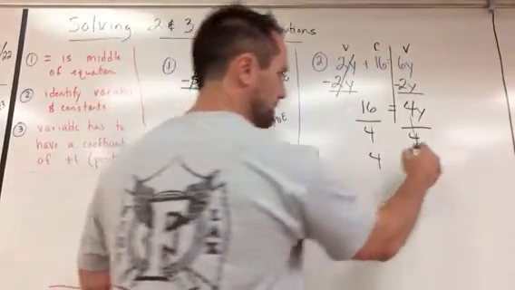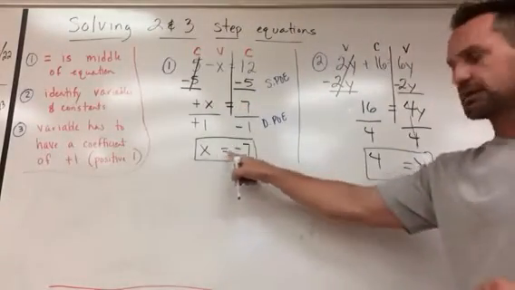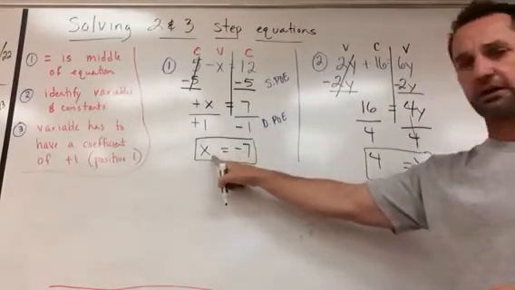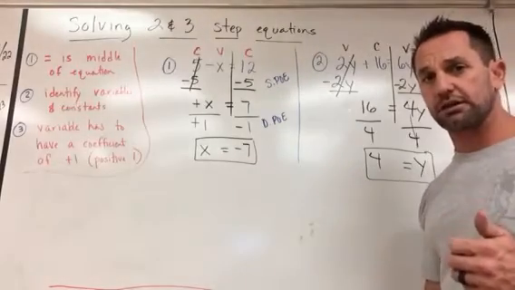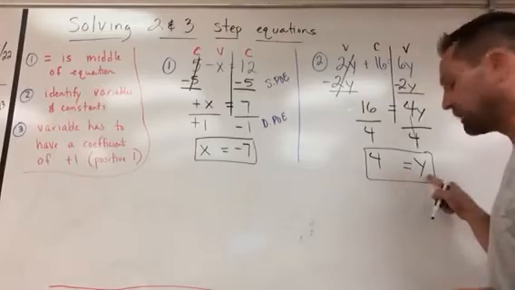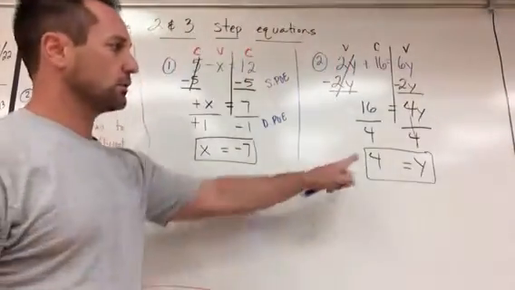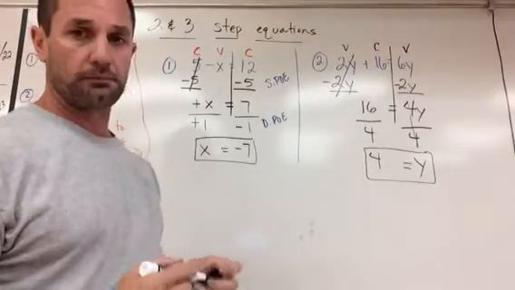Now, here's the other thing that I would like to ask. We have x equals 7, where our variable's on the left side. Does the variable always have to be on the left side? Because we have 4 equals y. Can we leave it 4 equals y? And absolutely we can leave it as 4 equals y.